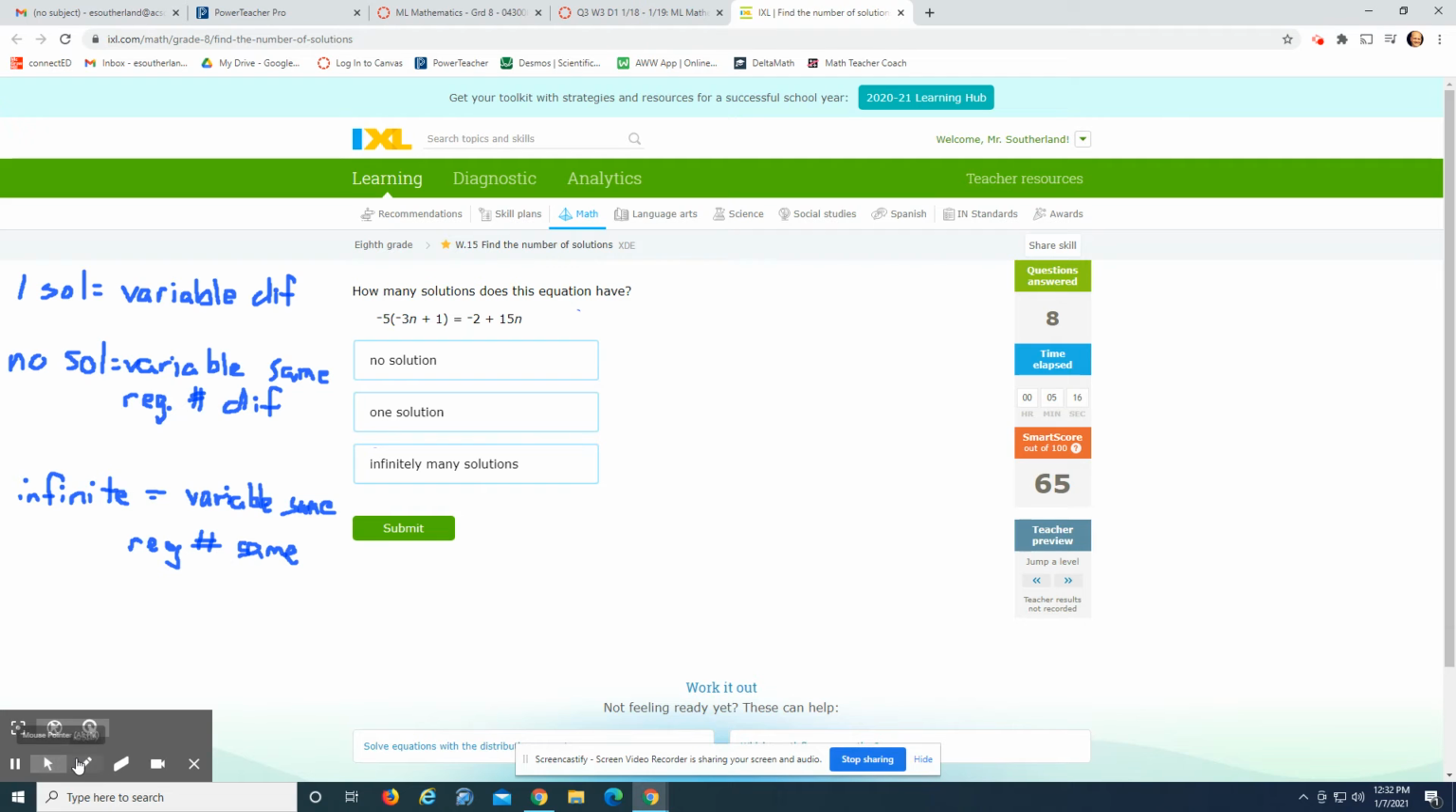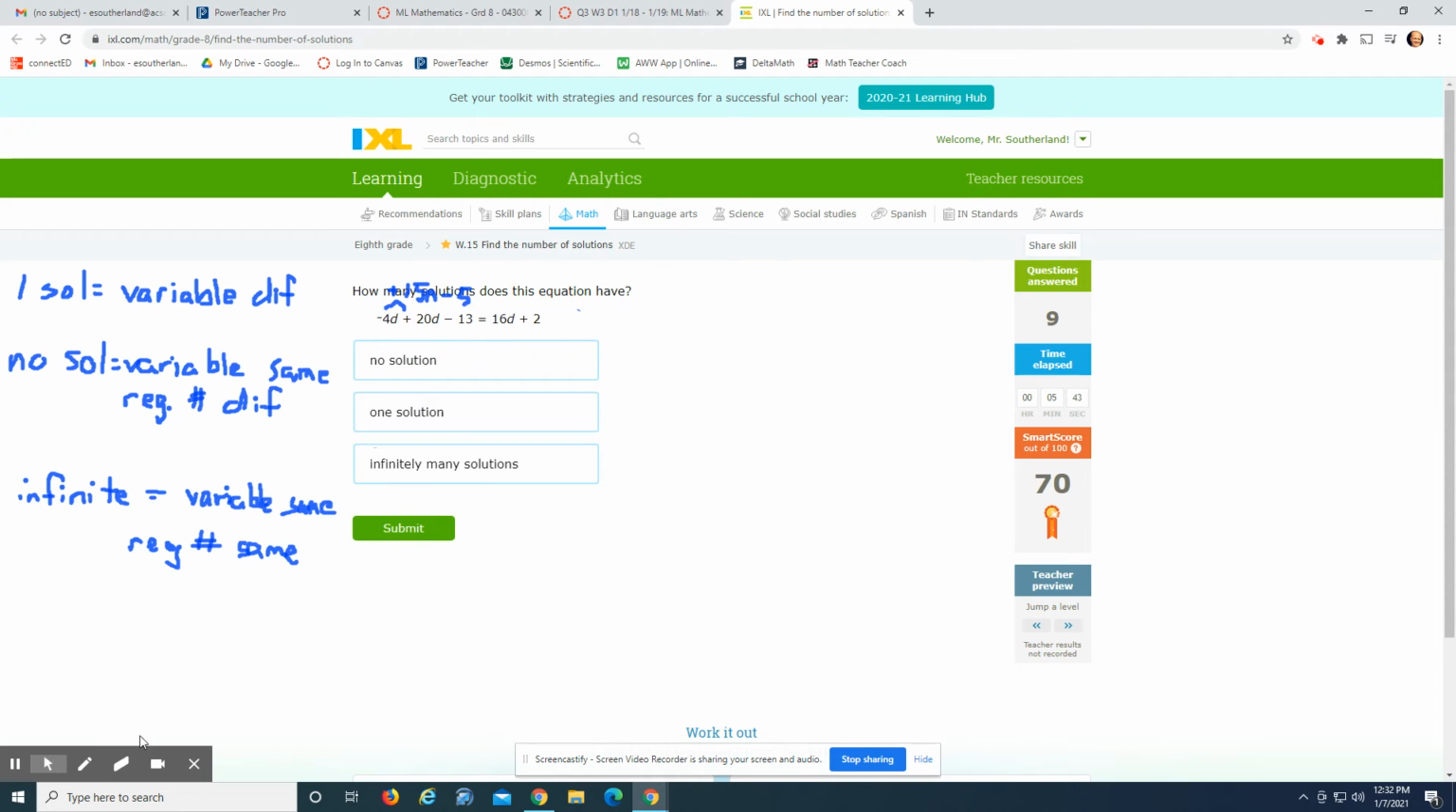Again, this is one that we have to check. -5 times -3 is positive 15n. All right, -5 times 1 is -5. We can see that positive 15n is positive 15n, but -5 and -2 are not the same, so that means no solution. Again, you just check these over and over again.